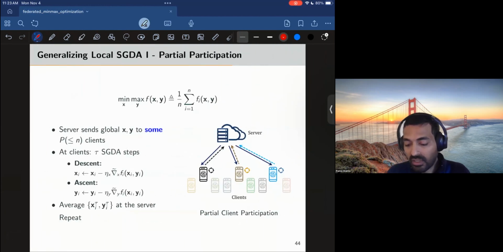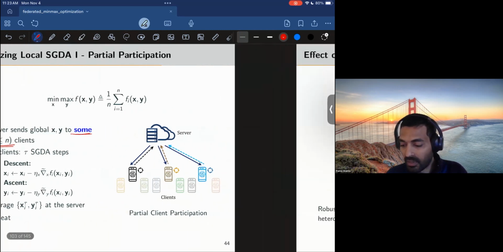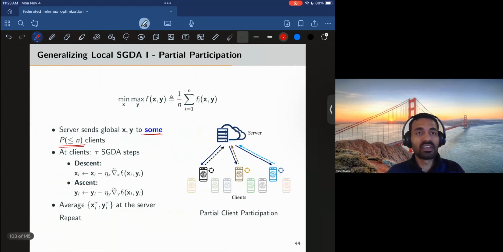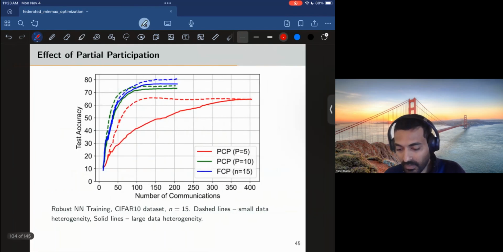So we allow that in every round, only some of the clients participate. Instead of n clients, we assume that p of them participate in every round. So we allow partial participation. And let's see what the effect of this partial participation is on the overall performance.